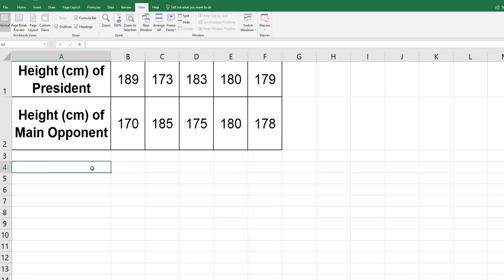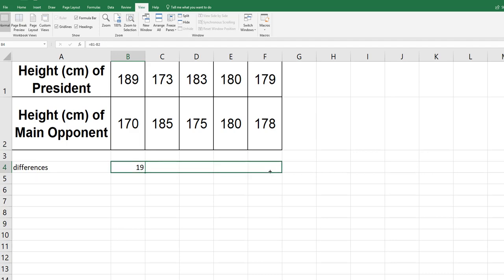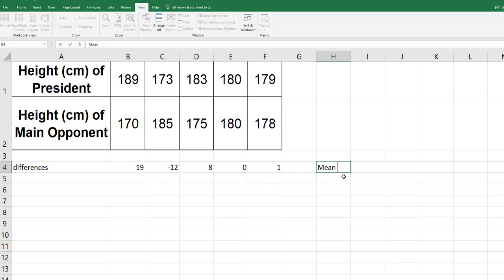If you want to find, first of all, the differences, you're simply taking the height of the first president minus the height of the second president. And then I could copy this straight across. And then if I want to find this mean difference, how do you find the mean? Average. And I will highlight those values. And then if I want to find the standard deviation of the differences, I could find the standard deviation.